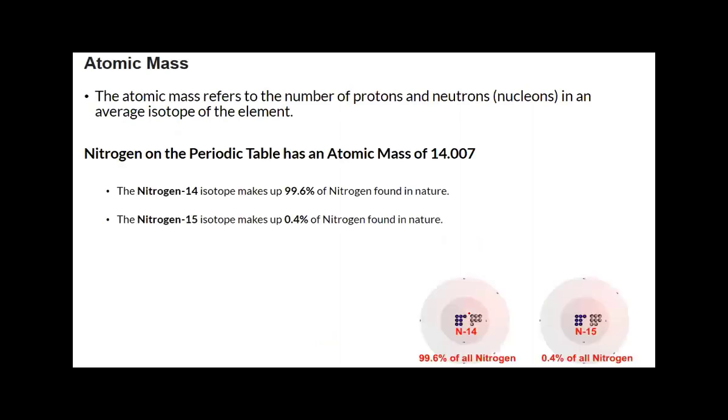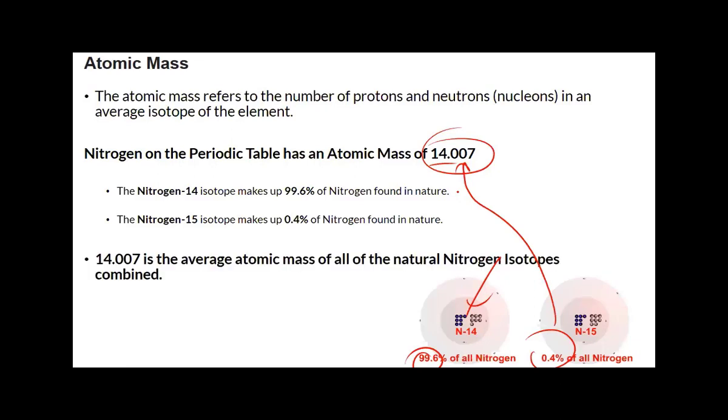Okay, so this is just getting the atomic mass. Once again, I already mentioned it. The reason why this number is so close to 14 is because you find mostly nitrogen-14 in nature. You find a little bit of this, which is really the reason why you have that little extra fraction.